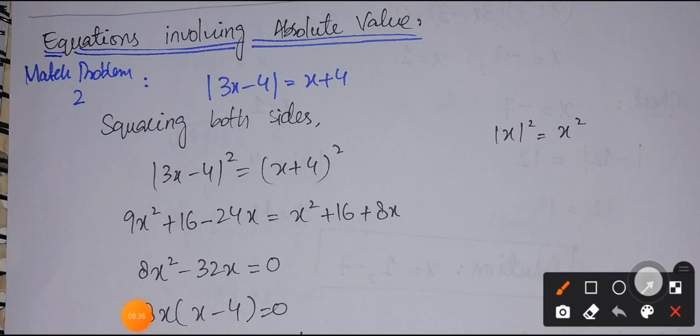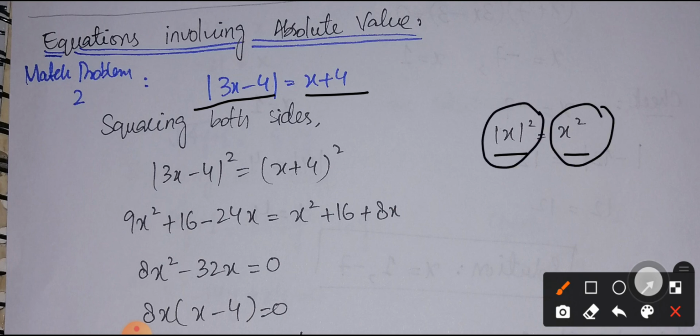So the equation is mod of 3x minus 4, or absolute value of 3x minus 4, is equal to x plus 4. Simply we will take square on both sides because we know that mod of x whole square will be equal to x square, because mod of x itself is a non-negative number and x square is also a non-negative number.